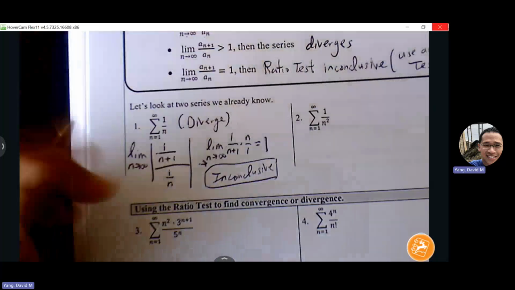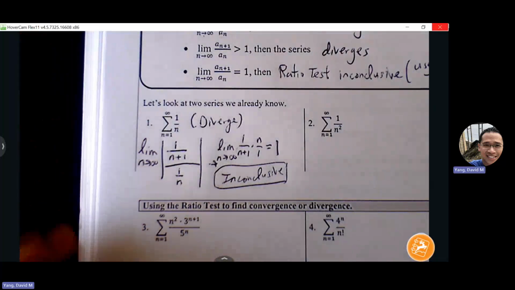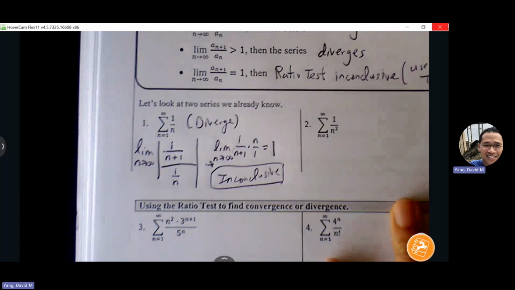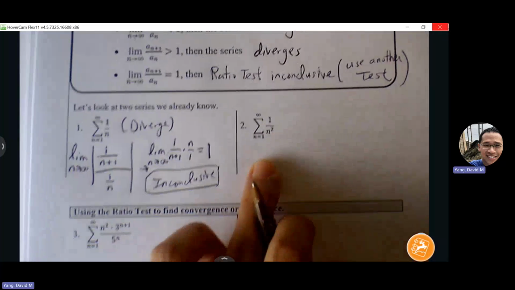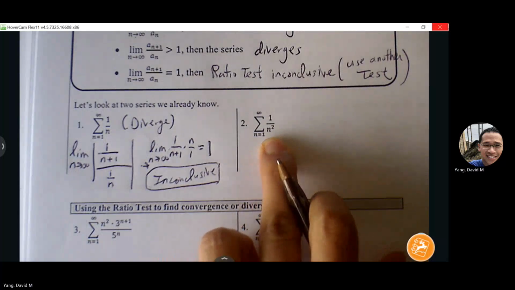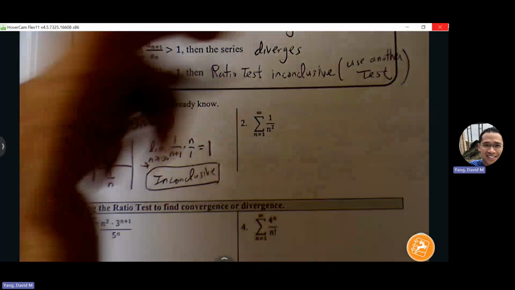Okay, we're just doing this to show what the results would look like in terms of something that's inconclusive. And then same thing here, 1 over n squared. Normally, we would know that this is just a converging series because it's a p series, right?